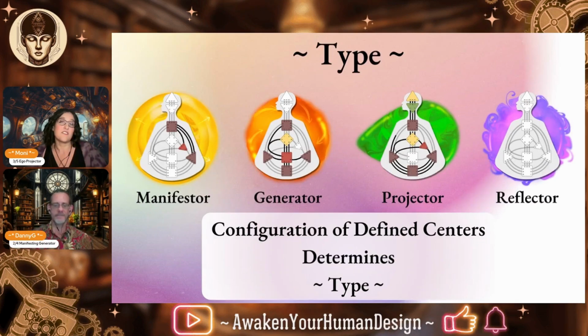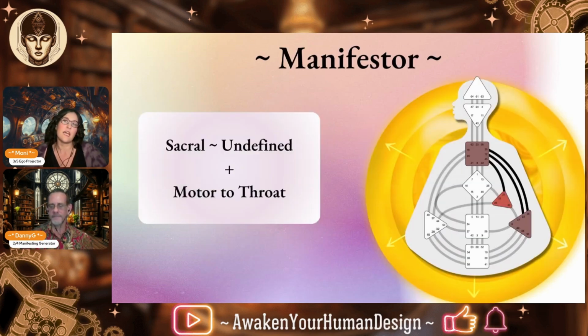The configuration of the defined centers determines type. That's where you get your manifestor, your generator, manifesting generator, projector, and reflector. So we're just going to go over those briefly. And so first up, we have our manifestor.